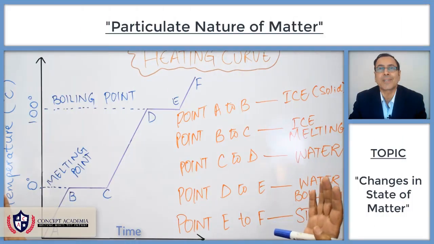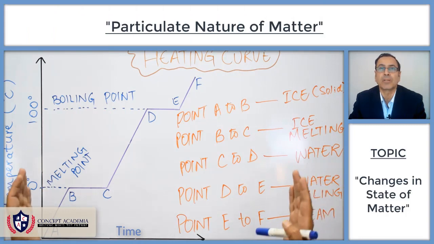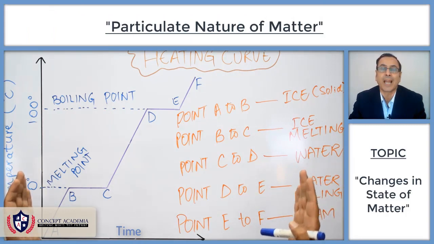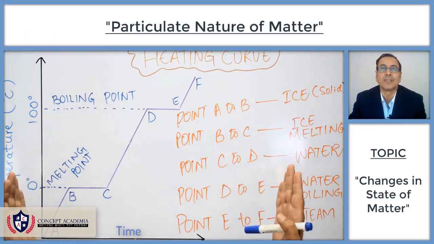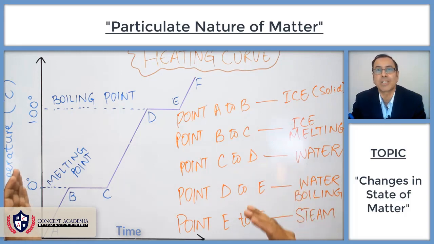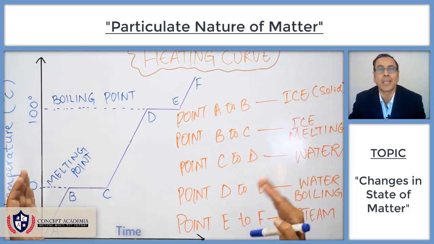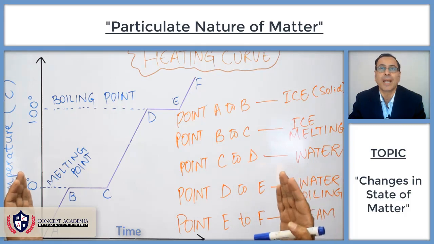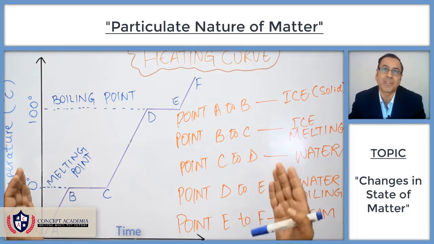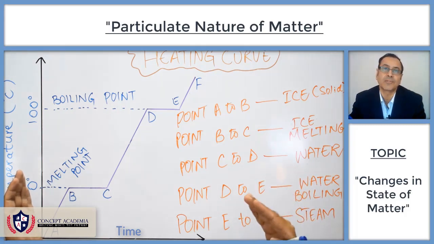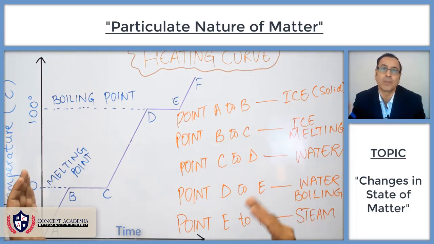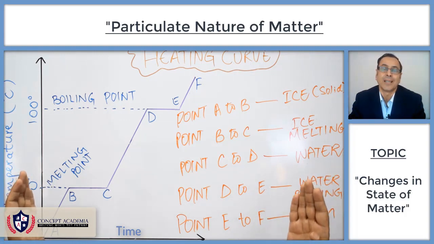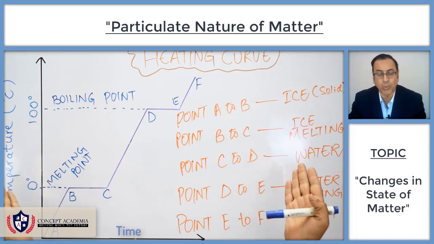All these changes in state of matter can be put in one place, and that is the heating curve. On the heating curve, we are slowly, gradually heating any solid material, and we are observing that it is converting from solid to liquid and then liquid to gas. This is one of the graphical ways to explain it.